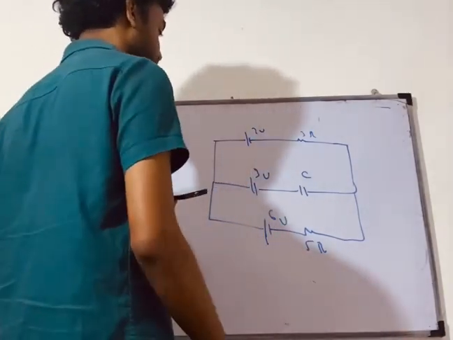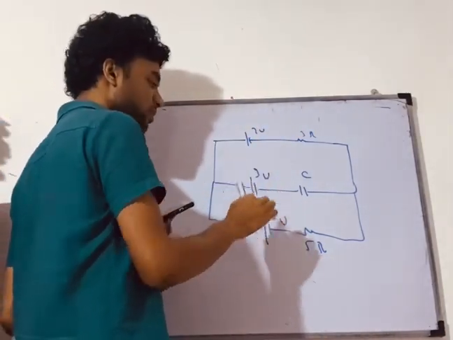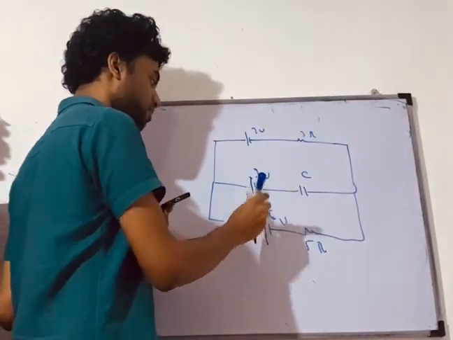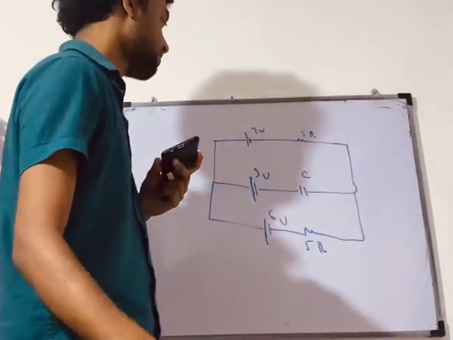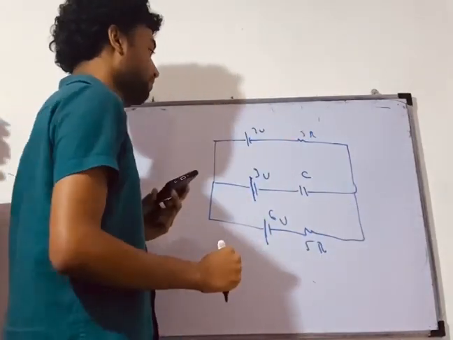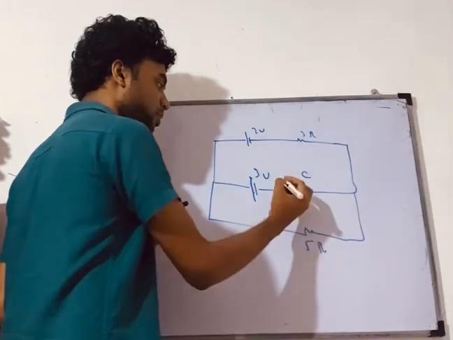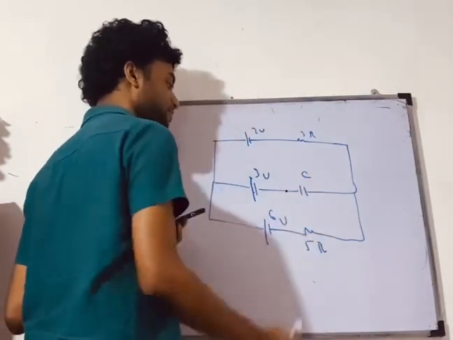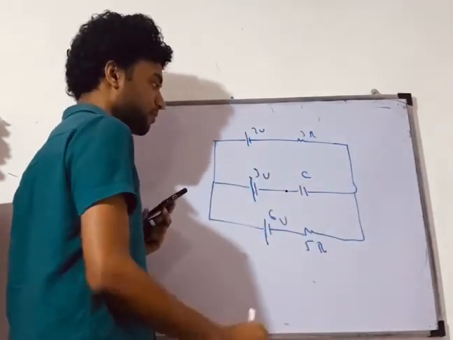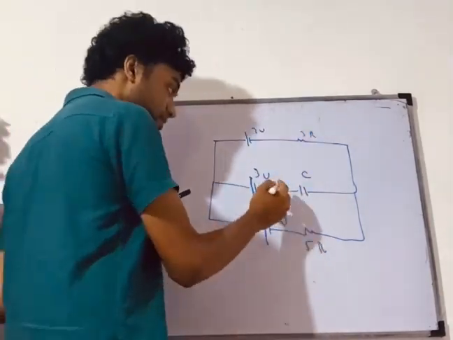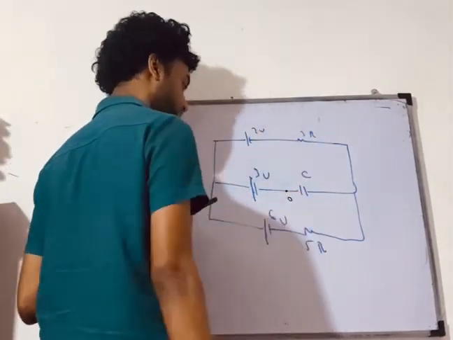Look at this. I can use this grounding technique. Okay, let's start again. I can use this grounding technique. I can earth any point I like. So I'm going to earth this point. Right? I can earth any point I like. So for example, I'm going to earth this point. Is that clear? So when I earth this point, the potential is going to be 0.